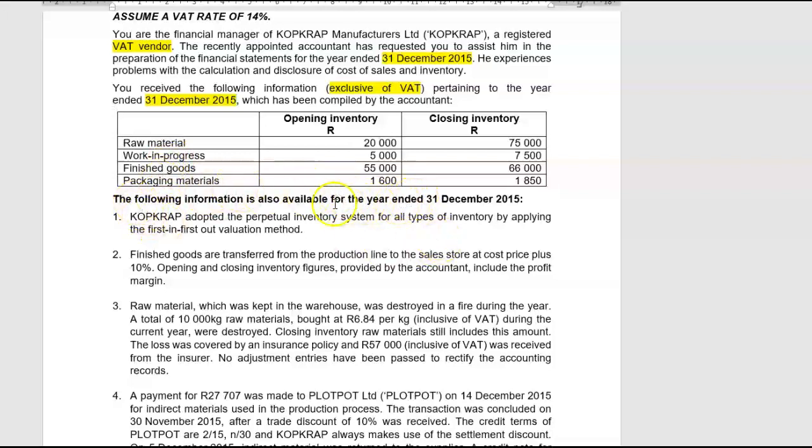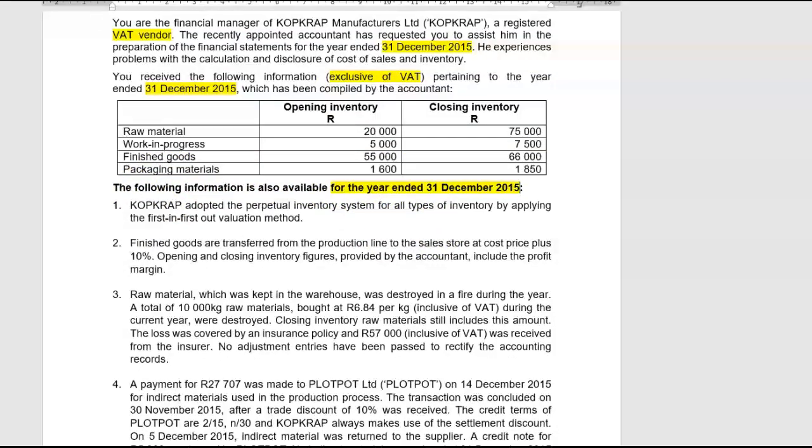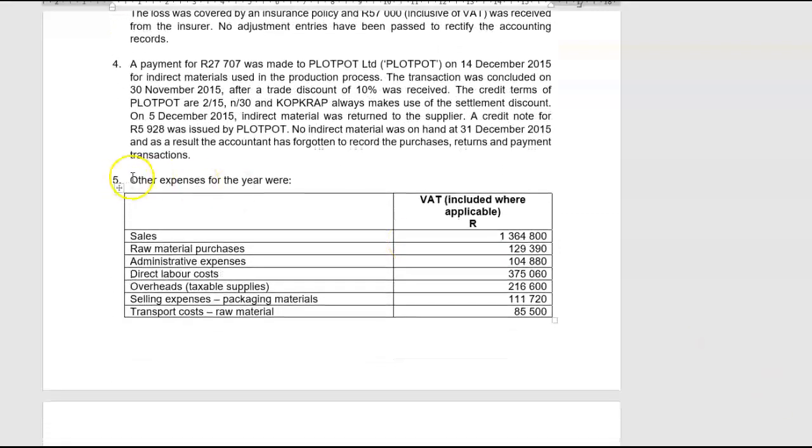Raw material, work in progress, finished goods, and packaging materials. Then I give you additional information for the year ended 31 December 2015. And then at the end of the day, they gave you other expenses for the year were, and very important, VAT included where applicable. So guys, whenever you see that, just take out the VAT so that you don't accidentally forget to do so and then maybe make a mistake somewhere along the line. So they say everything includes VAT.